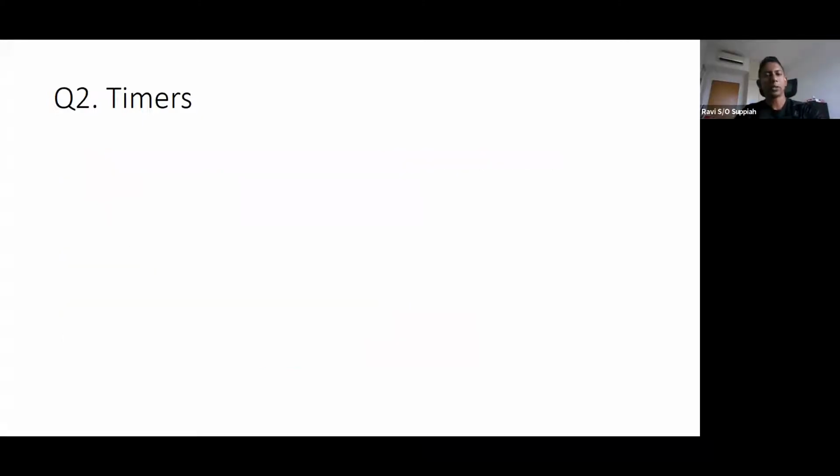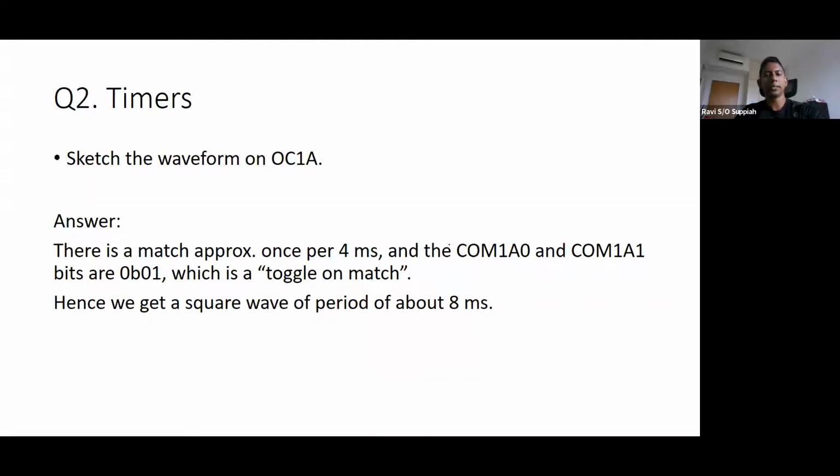In terms of the waveform, you can see that since the COM1A0 and COM1A1 bits are 0 1, this configuration tells us that we want to toggle on match. When you say toggle on match, it means every time there is a match, we will toggle, and that gives us a waveform of 4 milliseconds high, 4 milliseconds low, so a total of 8 milliseconds.